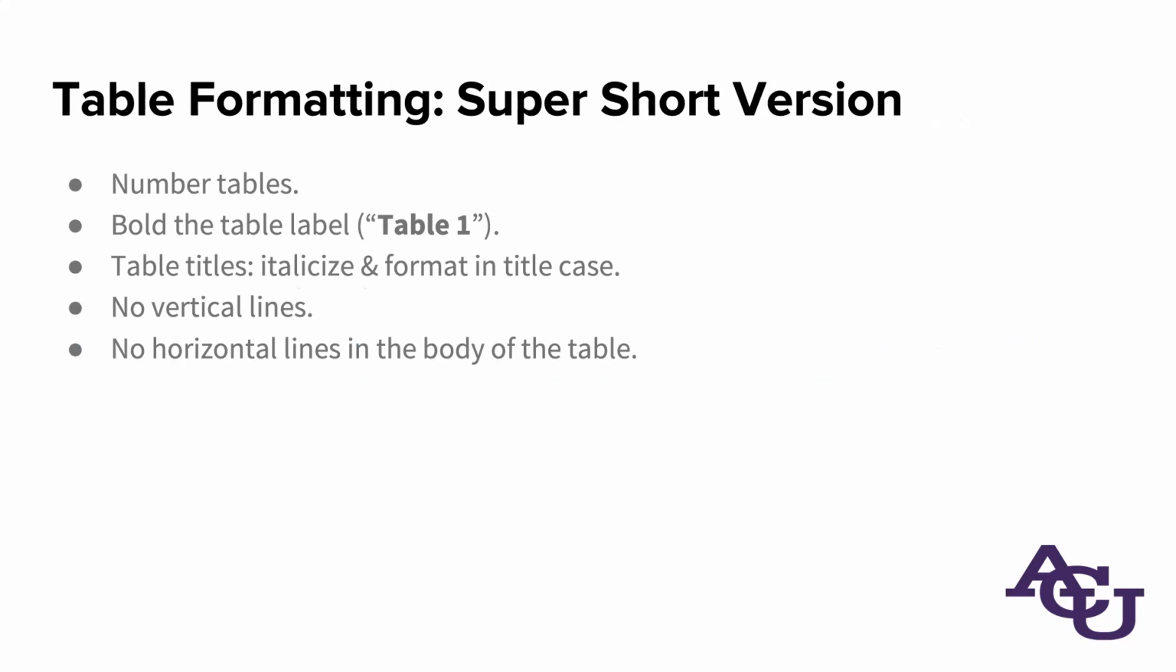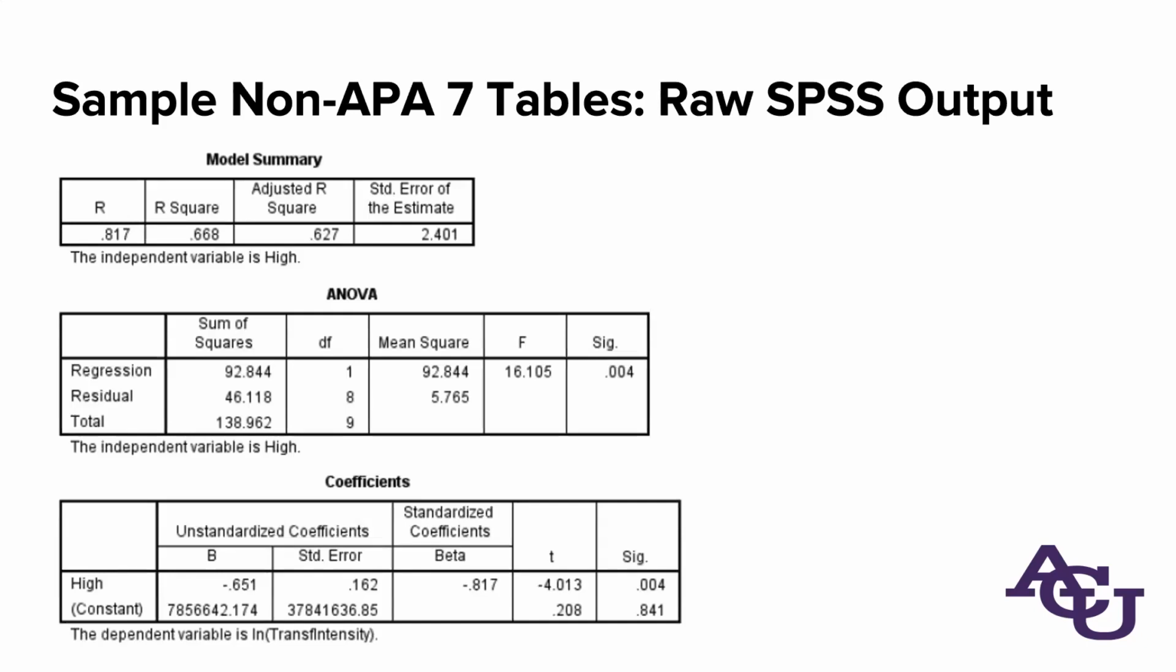You might be asking, what does that mean? And don't worry, I'm going to show you an example in just a moment. So here's an example of some raw SPSS output from the program. It's being exported from the program into a Word document, and it's not in APA style. So how do I know that it's not in APA style?